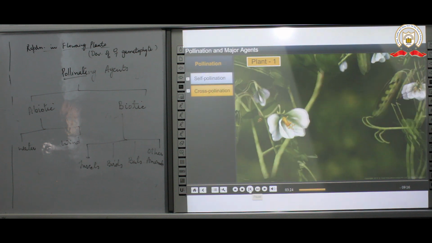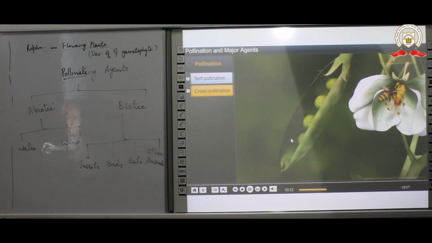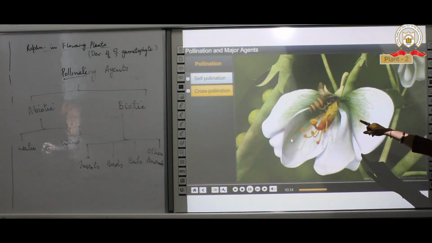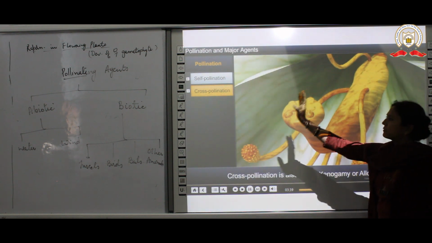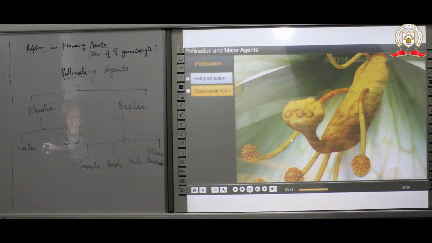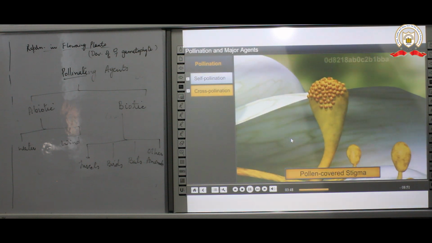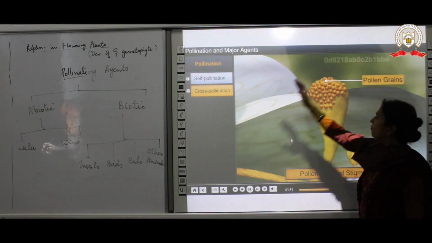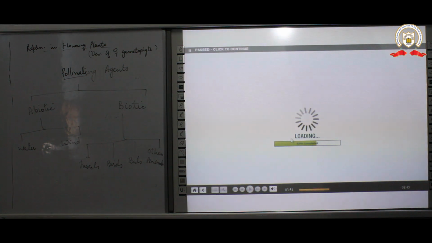Now next is cross-pollination. In cross-pollination, pollen is transferred to the stigma of a flower of another plant of the same type. That is, pollen is transferred from one plant to the stigma of a flower of another plant. So that is ensuring that there is genetic variability arising due to the transfer of pollen from one plant to another plant. Right, children? I hope this is clear to you, how pollination is taking place.